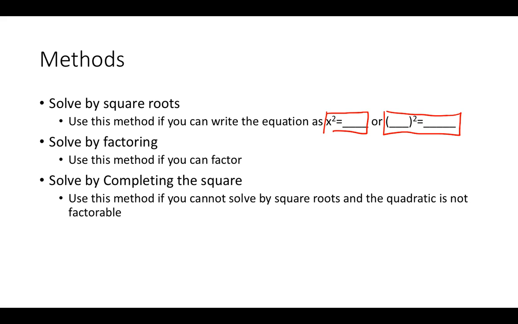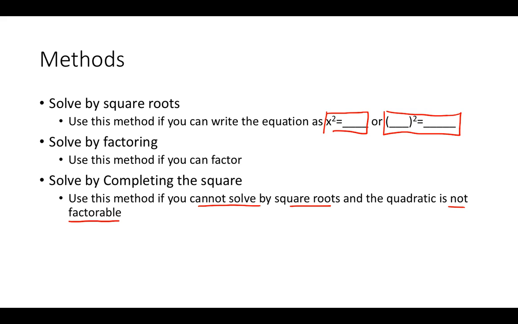We're going to solve by factoring if we can actually factor. So if it's not an x squared only term like we see up here, if we've got an x squared and an x, then we're going to go ahead and try to factor. If factoring doesn't work for us, then we're going to complete the square. So we're only really going to use this method if we cannot solve by square roots and we cannot solve by factoring. If you do happen to complete the square with something that did factor or that could be solved by square roots, you are going to get the same answer in the end. So it's not like you'd be incorrect. It's just that you went a more difficult route in terms of solving.